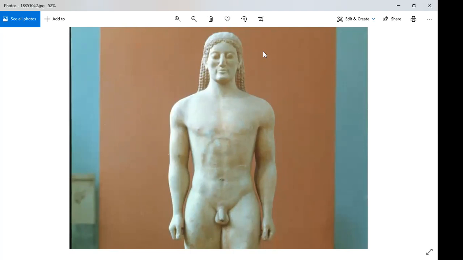I mean, the face doesn't have any emotion to it. It's not realistic. And even look at the eyes. They don't even look like human eyes. So it has a frozen smile, or you can say an archaic smile. That's the word that historians use. But what that means is no real emotion is shown. Therefore, again, that's not realistic.